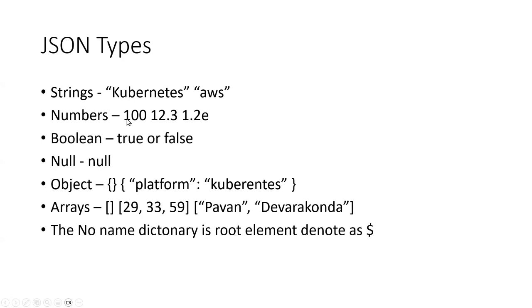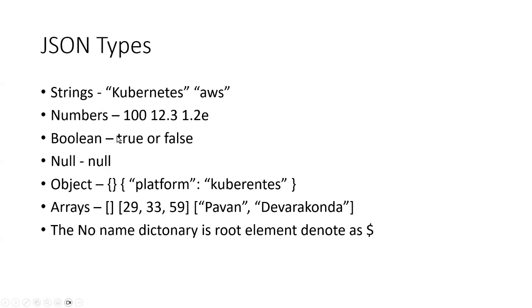Numbers do not have any double quotes, they are not enclosed. A number can be a normal integer value or a float value, or it can be a scientific number. Boolean values are true or false, a single value you can use. Null, you can use the word null or you can use blank in double quotes. Anything is fine. So these are the basic types.